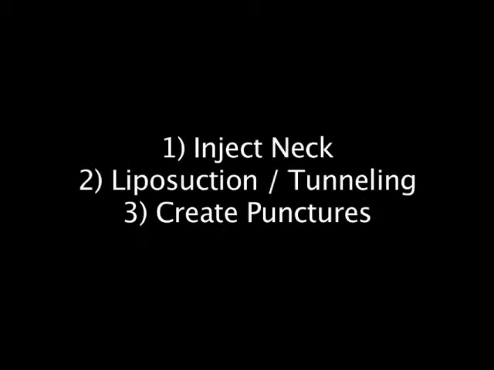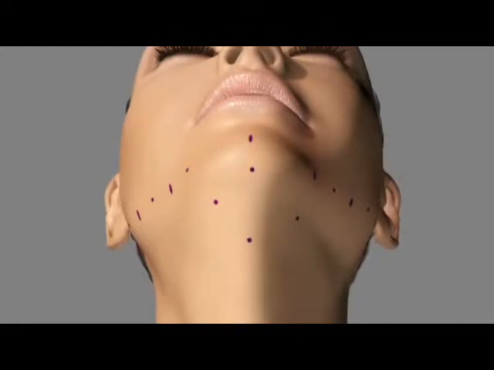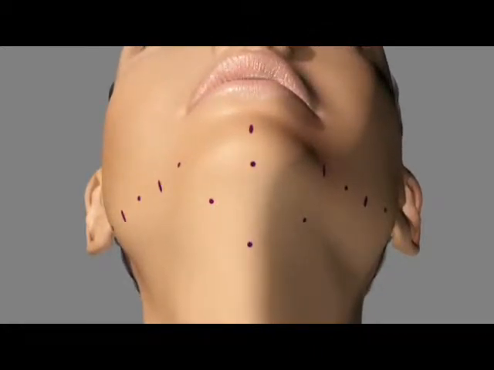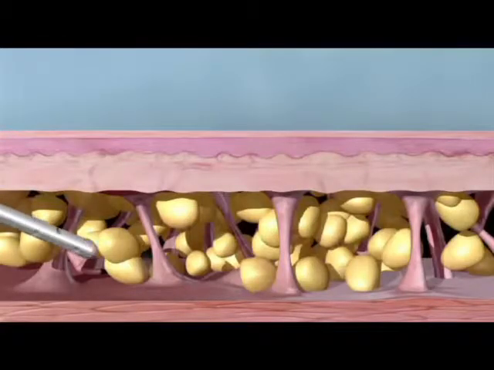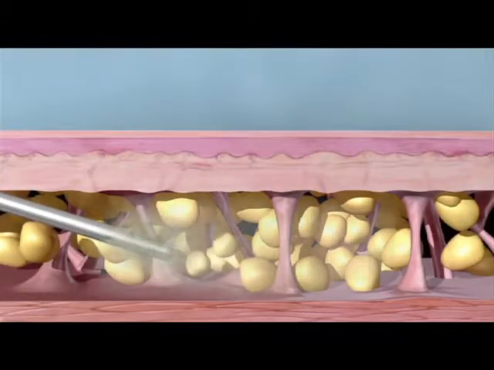The sequence involves injecting the neck with a tumescent fluid followed by tunneling the subdermal area. These markings indicate where the trampoline platysmoplasty will be placed and are not placed at this point in the operation and are for illustration only.